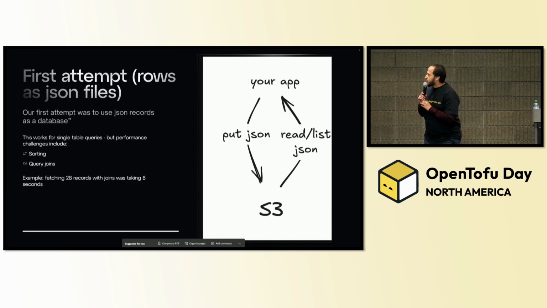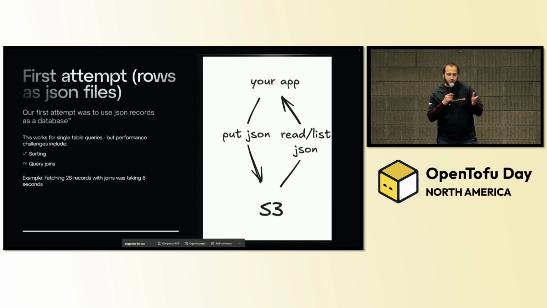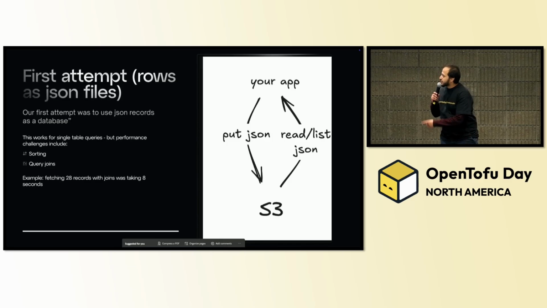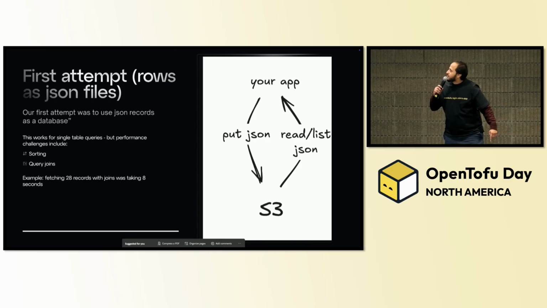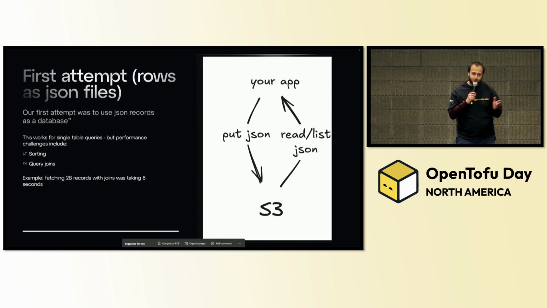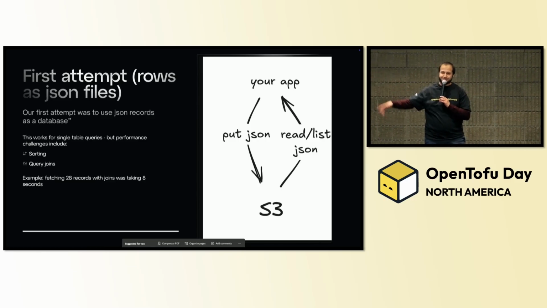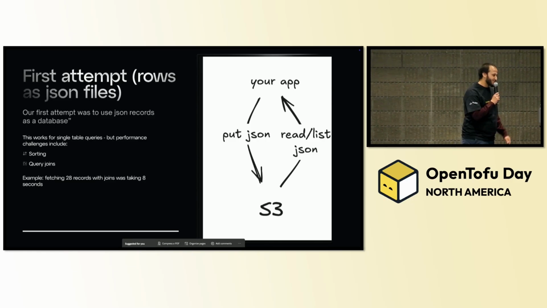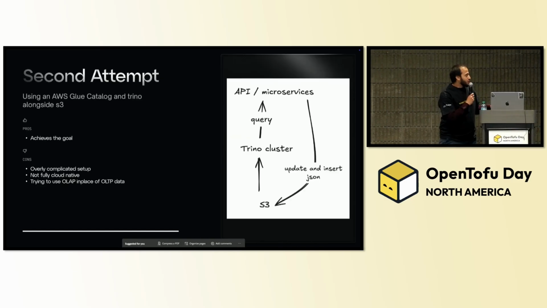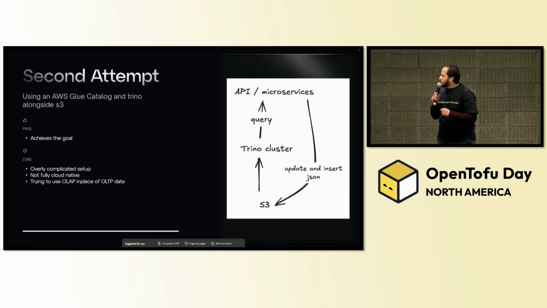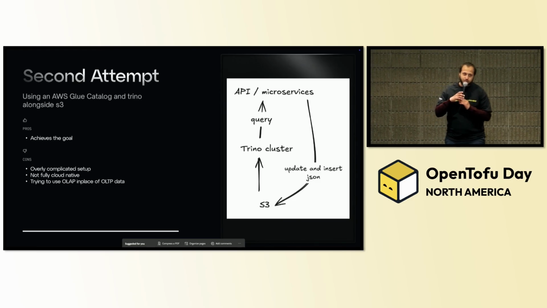But we quickly ran into a lot of bottlenecks because when you join different tables and so on, you definitely hit a lot of performance issues. As an example, I don't know if that's visible, but for 28 records, it was taking 8 seconds with units and the RBAC metadata for it. So that doesn't work.